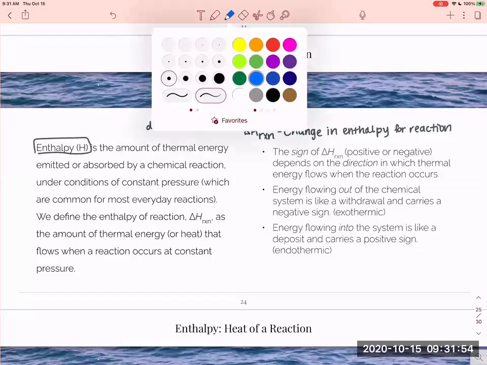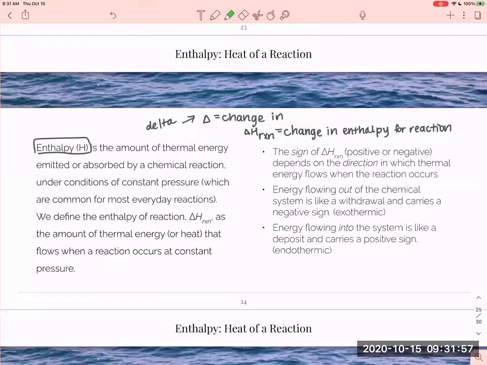I don't want to use red and blue here because I don't want you to get confused with that. So exothermic is going to be a negative sign for my enthalpy because my system is losing energy. Energy is flowing out of the chemical system. I will feel it. My test tube will feel hot. The thermometer in the test tube will go up.